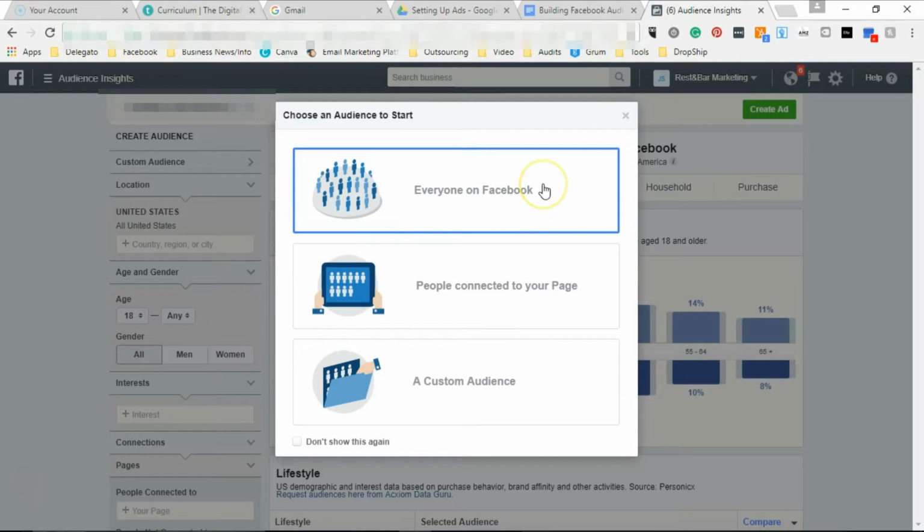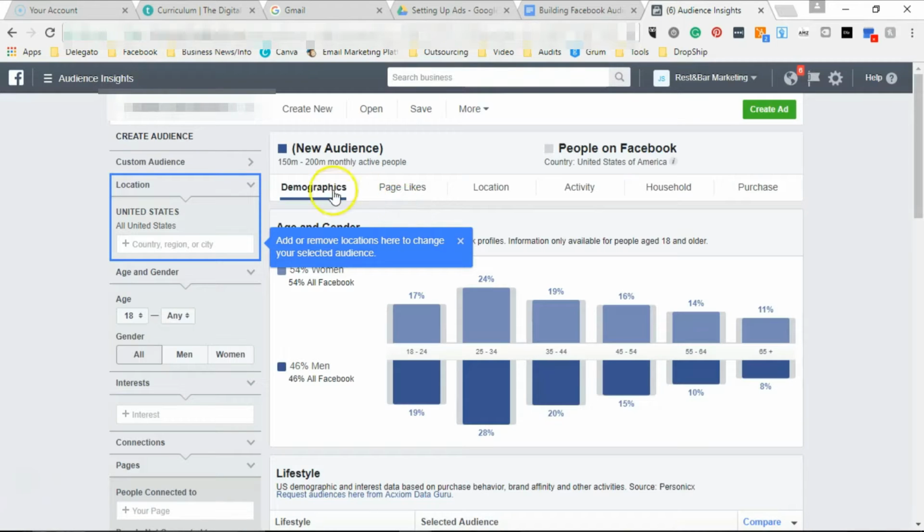And then everyone on Facebook, that's typically what you're going to start with to get an idea of how large the audience is. That's what I use this for. So I guess let's make that very clear. Audience Insights is just to build an audience, to understand who they are, what their interests are, and to get some more information about your potential customers who are on Facebook, or about your clients' potential customers who are on Facebook. So I select everyone on Facebook.